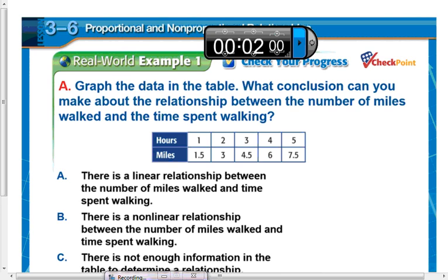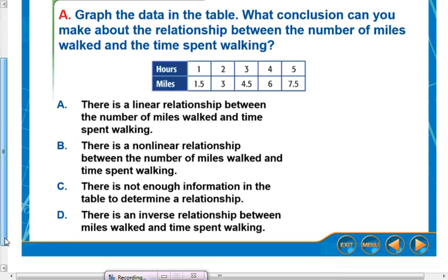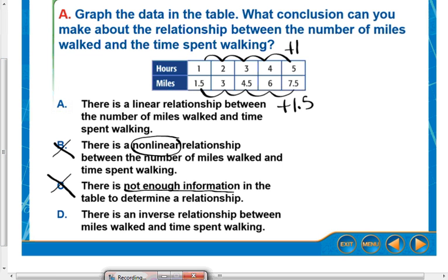Okay, now it's your turn. I want you to go ahead and check for your understanding. Remember, in class I'm going to be asking for all of your little examples worked out. So graph the data in this table. What conclusion can you make about the relationships between the number of miles walked and the time spent walking? Okay, so I'll go ahead and pause this.